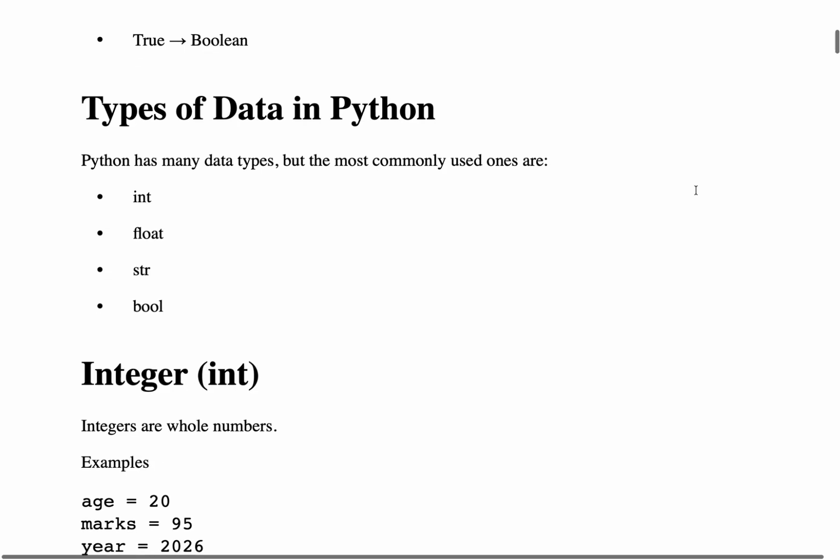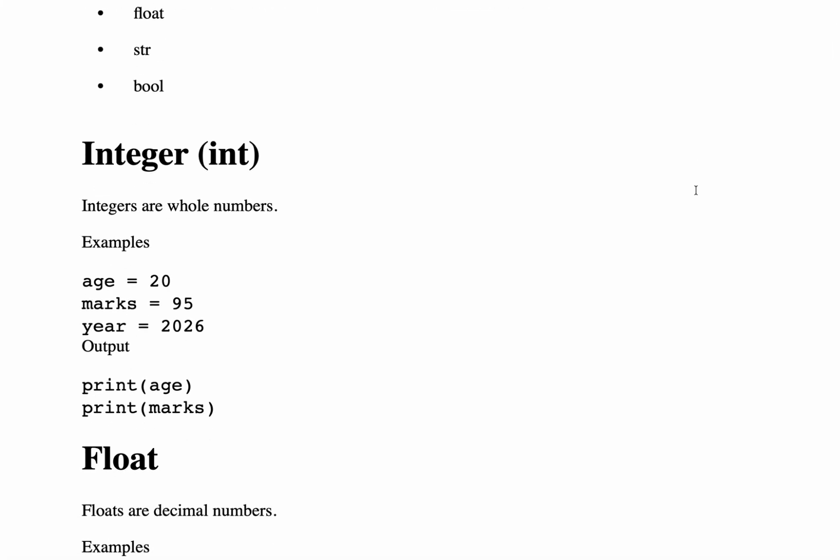First is integer, int. The first data type, an integer, is simply a whole number. It can be positive, negative, or zero. Example: age equal to 20, marks equal to 95, temperature equal to -5, score equal to 0. Notice none of these numbers contain decimal points. That's the defining feature of an integer.